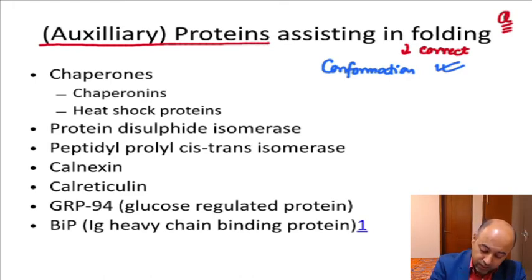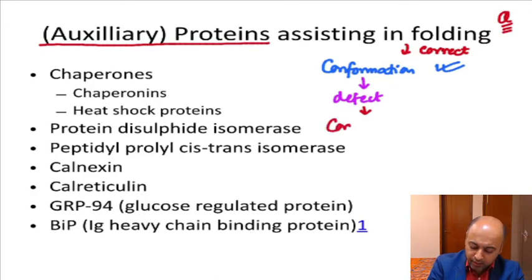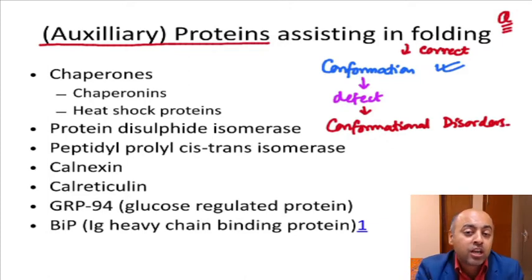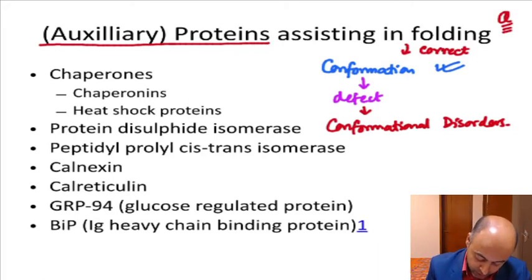However, if there is a defect in the folding, then the conformation will not be correct, and therefore we get the condition known as conformational disorders. So here what will happen, the primary structure is absolutely okay. After the translation we have gotten the correct protein, but when we go to the folding part, that is where we are not able to do the folding properly. For example, I'll write some examples here.